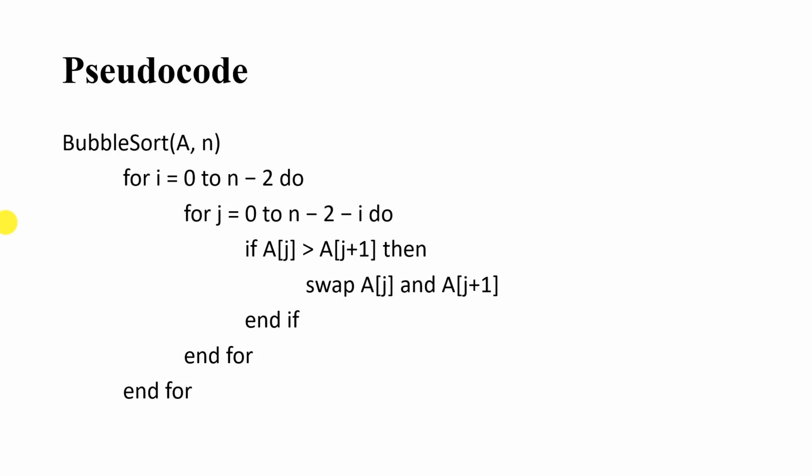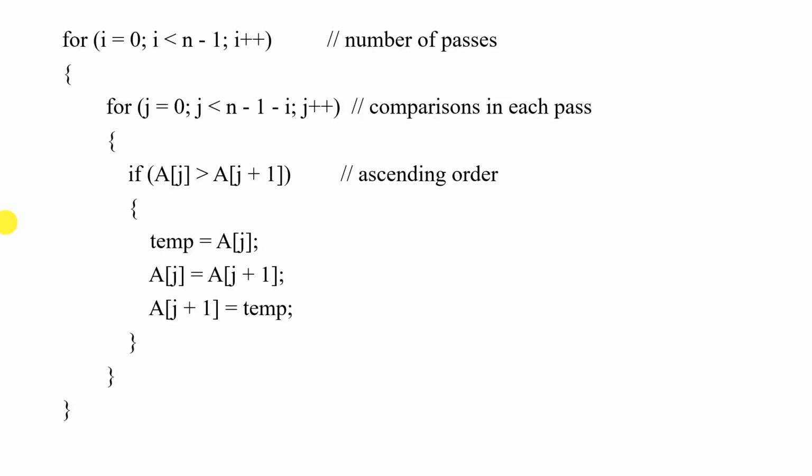If the condition is true, that means they are not in correct order, we will swap them. So this is the algorithm, this is the pseudocode. And when you convert this pseudocode into code, this is what the code looks like. The outer loop, as I said earlier, is for the number of passes: for i is equal to 0, i less than n minus 1, i plus plus. The inner loop is basically for comparison within each pass: for j is equal to 0, j less than n minus 1 minus i.